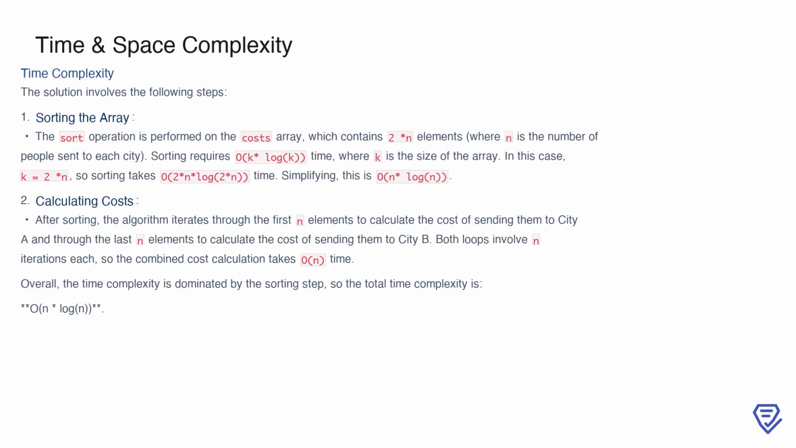After sorting, we calculate the total cost by iterating over the first n elements to assign them to city A and the last n elements to assign them to city B. These are 2 separate loops, each running n iterations, which takes O(n) time in total. However, since O(n log n) from the sorting step is the dominant factor, the overall time complexity of the algorithm is O(n log n).